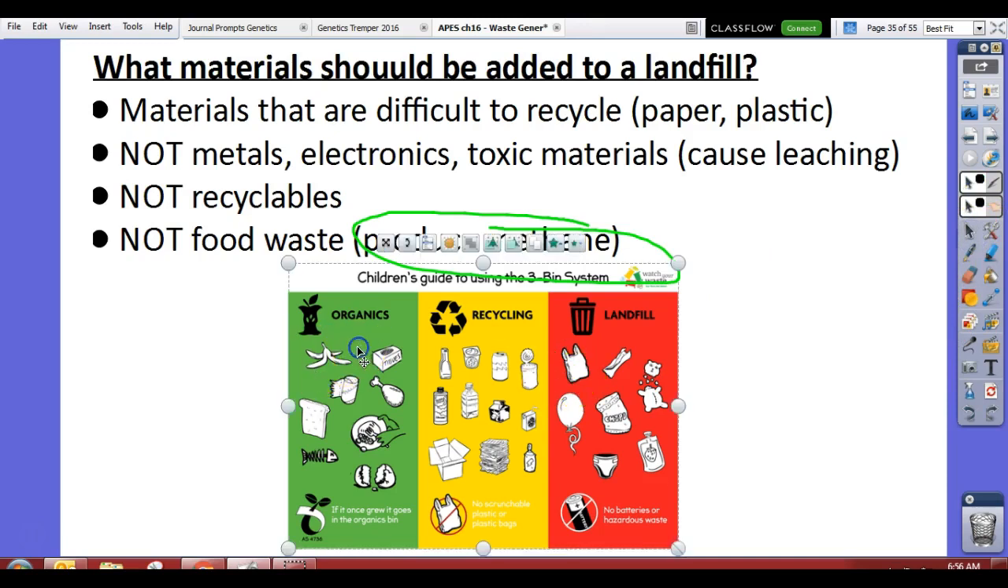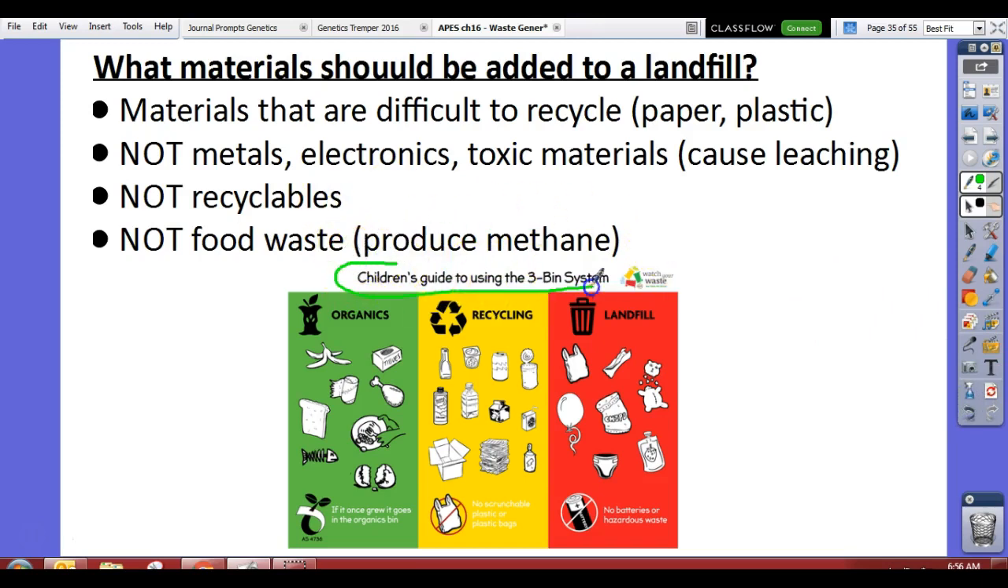So we see this little chart down below. This is a Children's Guide to Using the 3-Bin System. This is for a municipality that has three different systems for their trash. So they have organics. A lot of European countries do this, where all their food scraps go in one container and then they compost them. They wrote here, if it grew once, it goes into the organics bin. We said organic means living. Recycling is everything except plastic bags, but plastic bottles, cans, paper, all of that stuff.